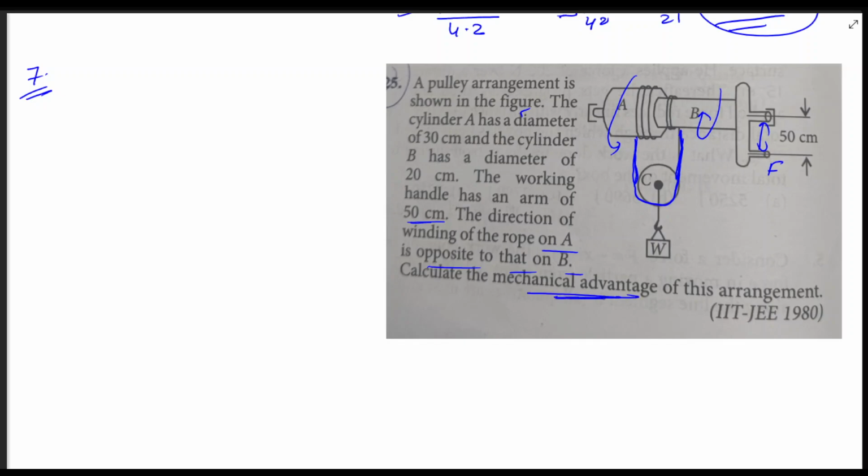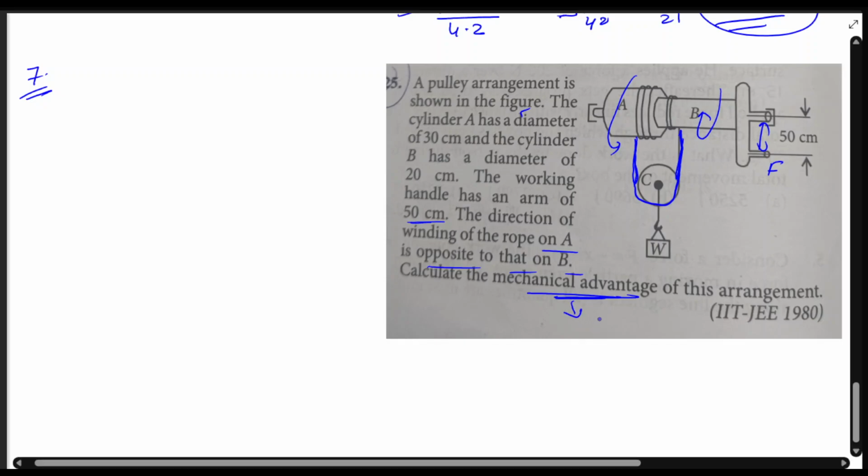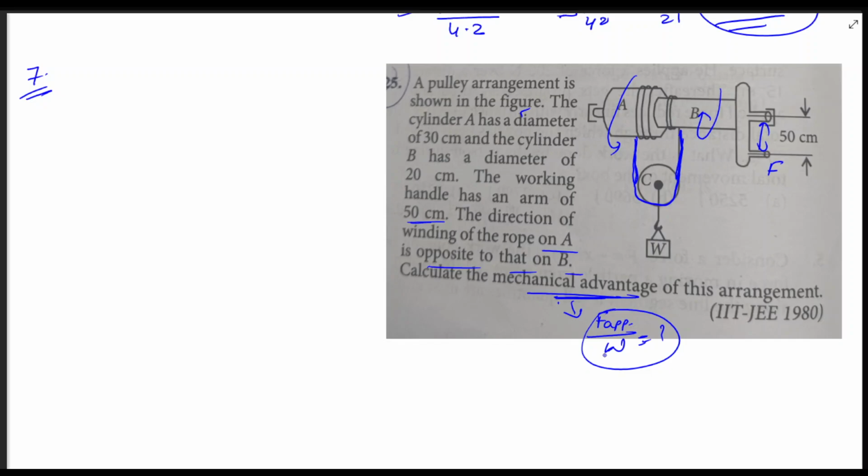What is mechanical advantage? So mechanical advantage is the weight divided by the force applied. Okay, so this will be the mechanical advantage. It should be more than one. Then only there is a mechanical advantage. Otherwise, it is not. Okay.